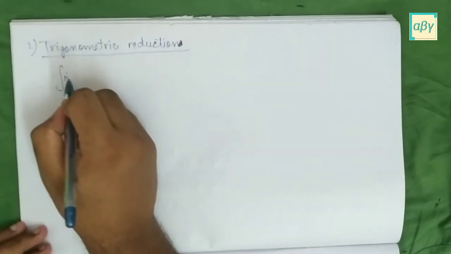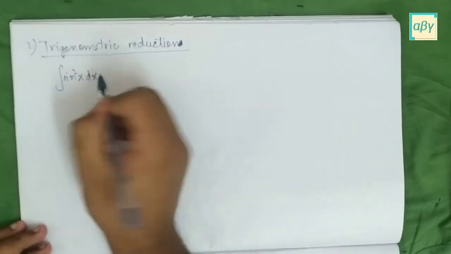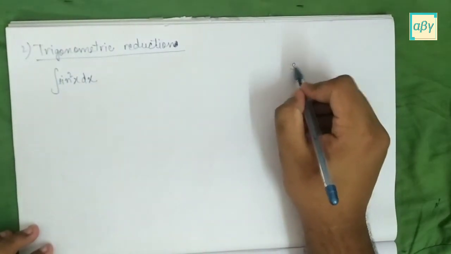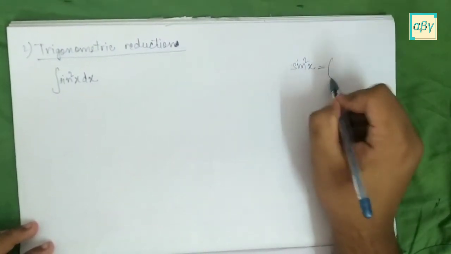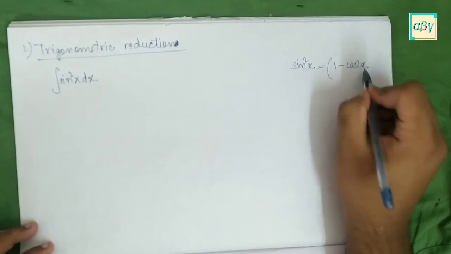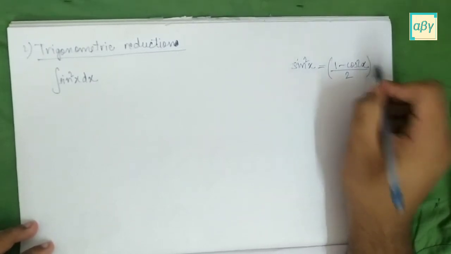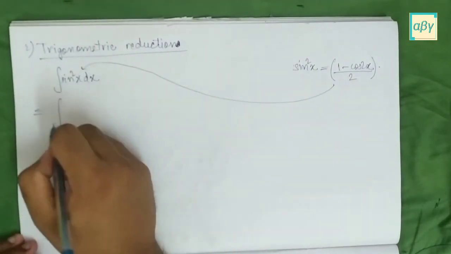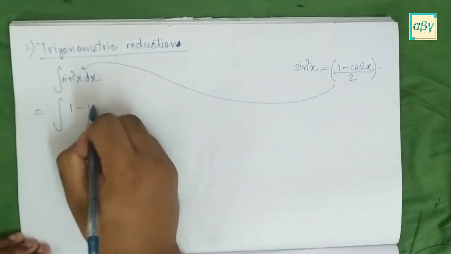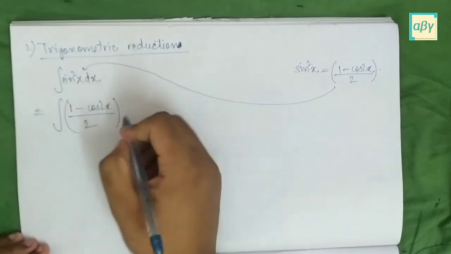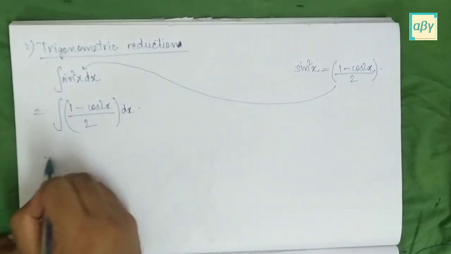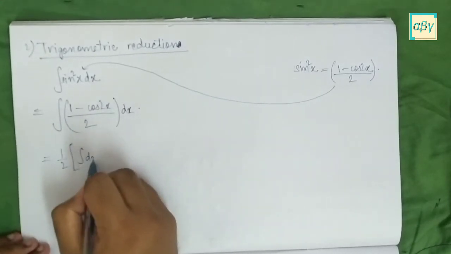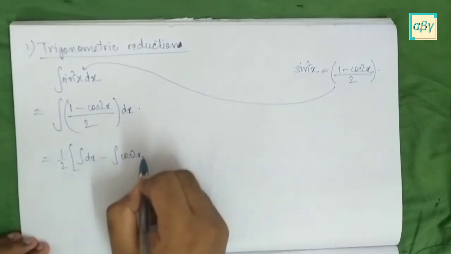So I have to find integration of sine square x dx. Right? Now I could write sine square x as 1 minus cosine of twice x divided by 2. So let me substitute it out here. So it will now become integration of 1 minus cosine of twice x divided by 2 dx. So let me bring out the half, it's a constant, and let me break the integration. So it will now become integration of dx minus integration of cosine 2x dx.